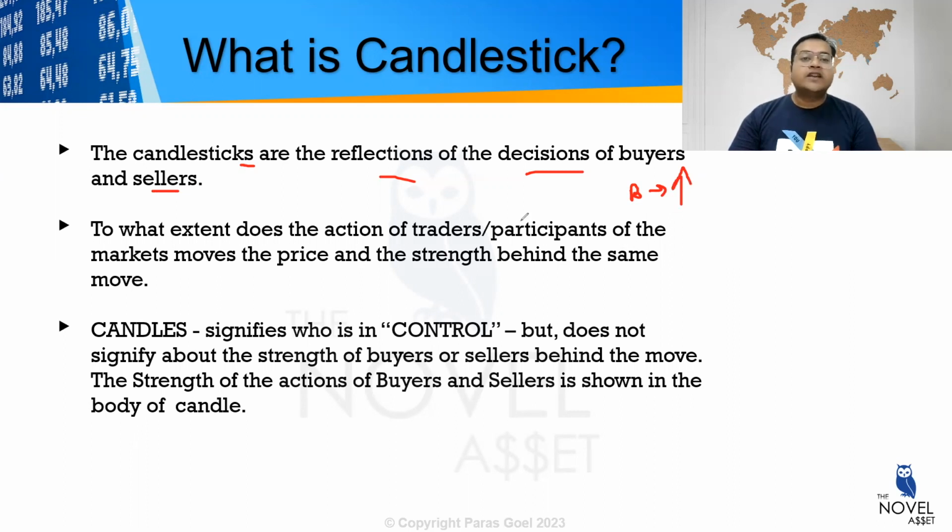Similarly, if there is a domination of the sellers in the market, we can estimate that the price will try to go towards the downside, and that is why whenever there is a selling domination in the market, the sellers want the price to go downside, and we have to do selling with them.